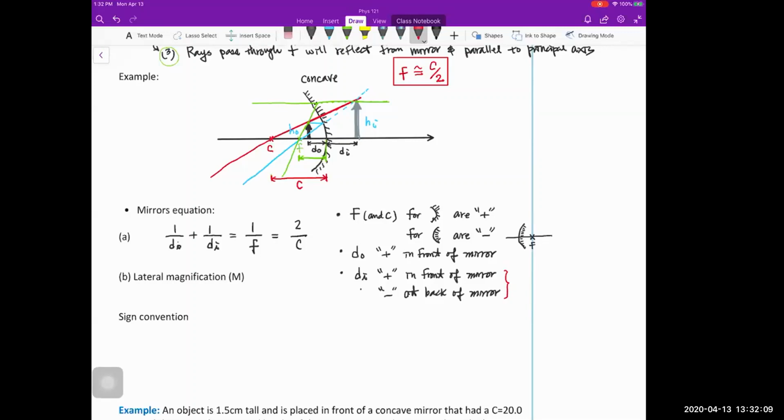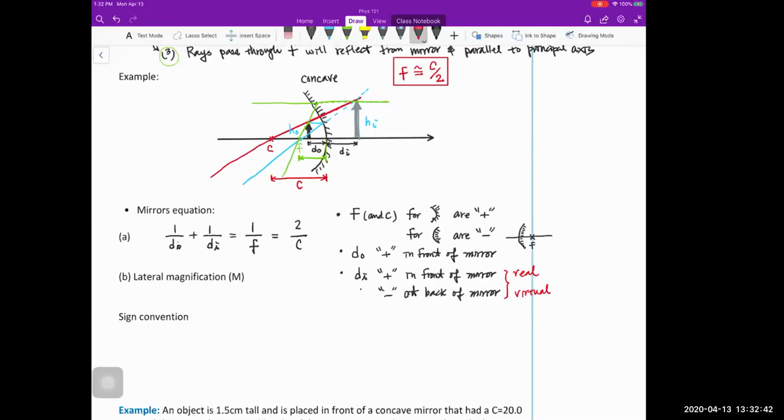And we said there's a real image and there's a virtual image. Which one is the virtual and which one is the real? Well, if the image that you see is on the back of the mirror, that means it's virtual. So this one is going to be virtual, and this one is going to be real. If the image is in front of the mirror, it's going to be real. If the image is on the back of the mirror, it's going to be virtual.